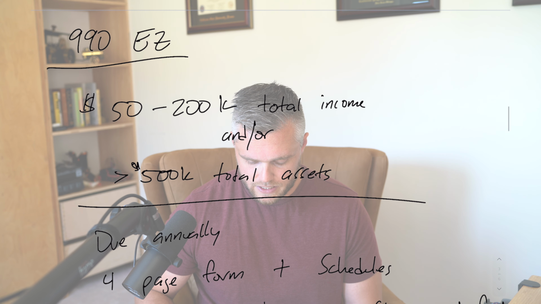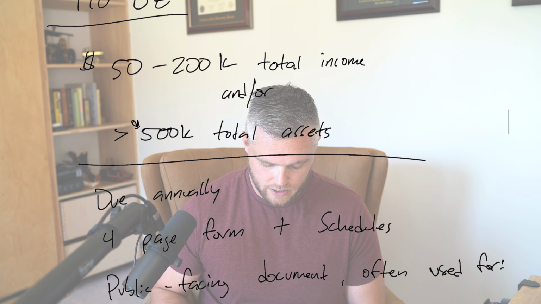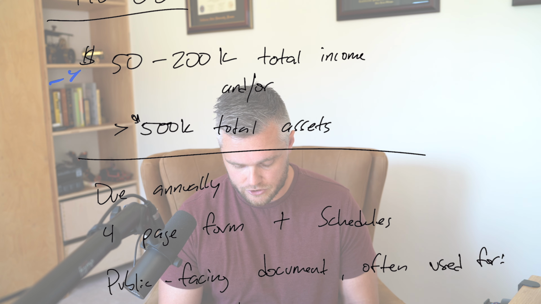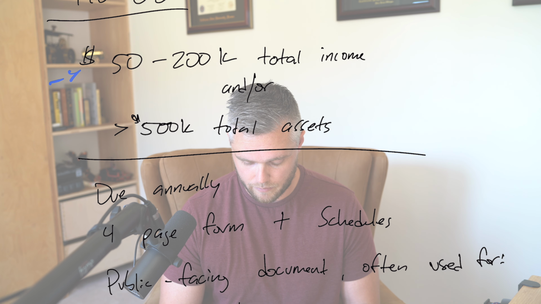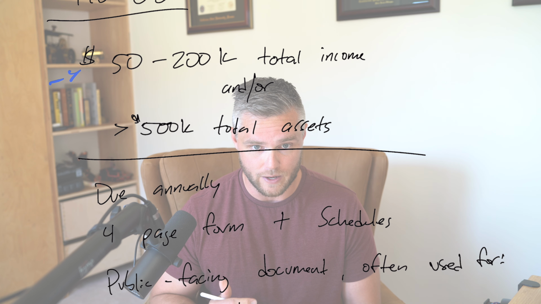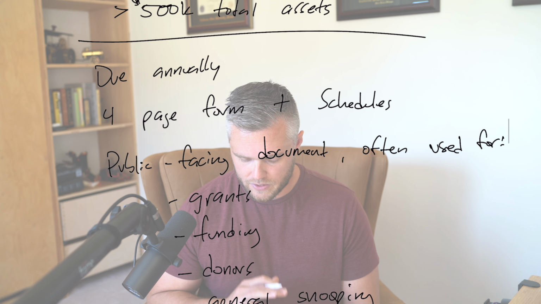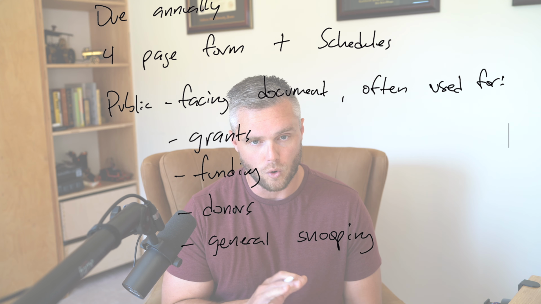The 990EZ is a little bit more involved. So this again is for anybody that is between $50,000 and $200,000 of total income for the year and less than $500,000 worth of total assets. This again is due annually. This is a 4-page form.